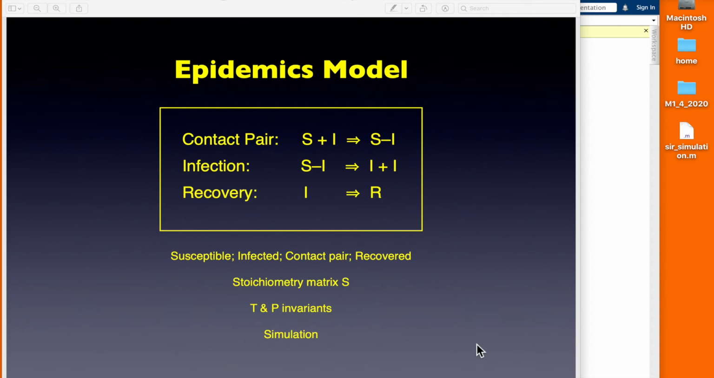Hello, I'm going to walk you through an epidemics model, how to set it up, analyze it and run it, doing a simulation of the model, all using the Petri net formalism.